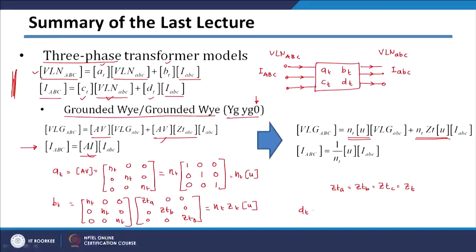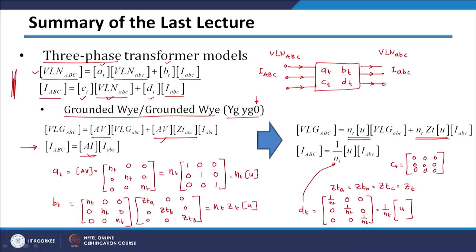And then this AI matrix, the DT matrix we have seen, is AI, and AI is nothing but 1 by NT on the diagonal, with 0 off-diagonal entries. In this case also we can take NT common out, so 1 by NT and the unity matrix. So the DT parameter can be represented like this, and the CT parameter will be 0, 3 by 3 in size. So this was the derivation for the grounded Y by grounded Y connection.